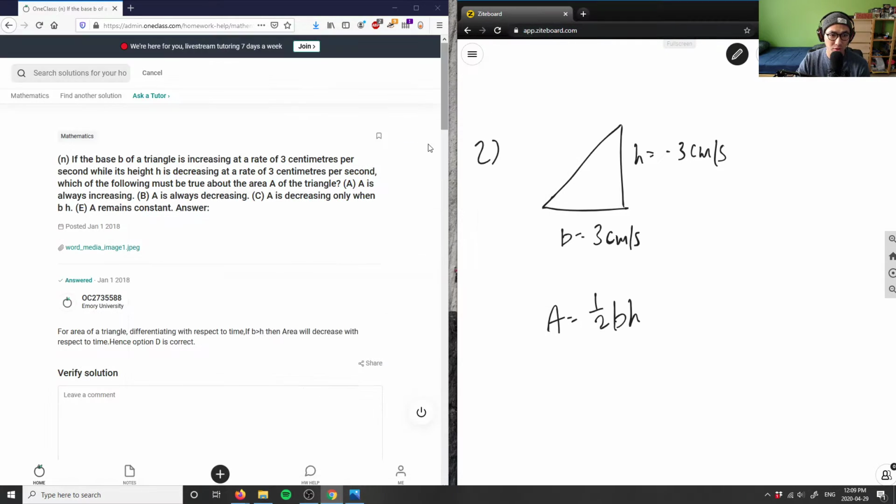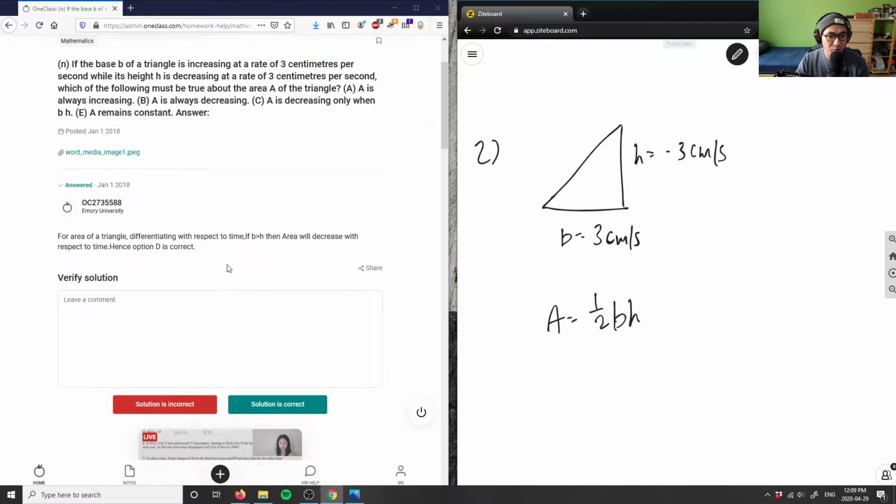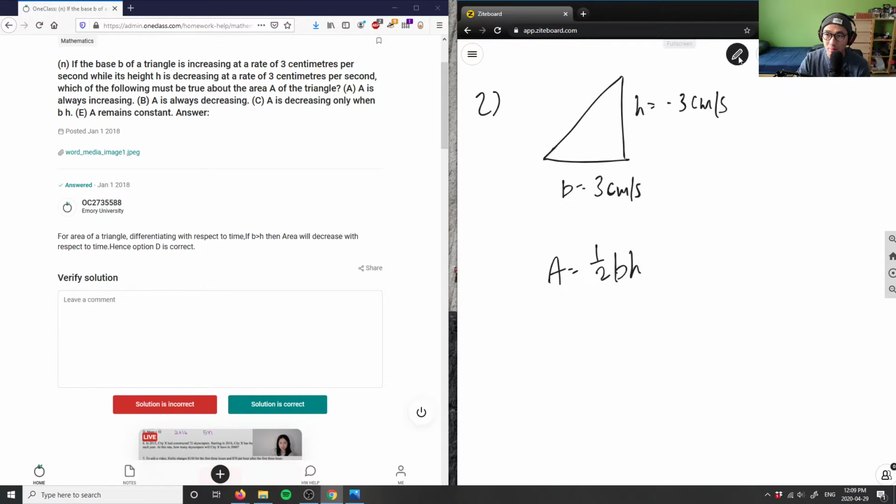So I'm just going to look at the solution here, and it says that for the area of a triangle, differentiating with respect to time, if B is greater than H, then the area will decrease with time. Hence, option D here is the correct answer. So they're saying that they can differentiate this function with respect to time here. So I would have to basically do something like this. I would have to take the area.